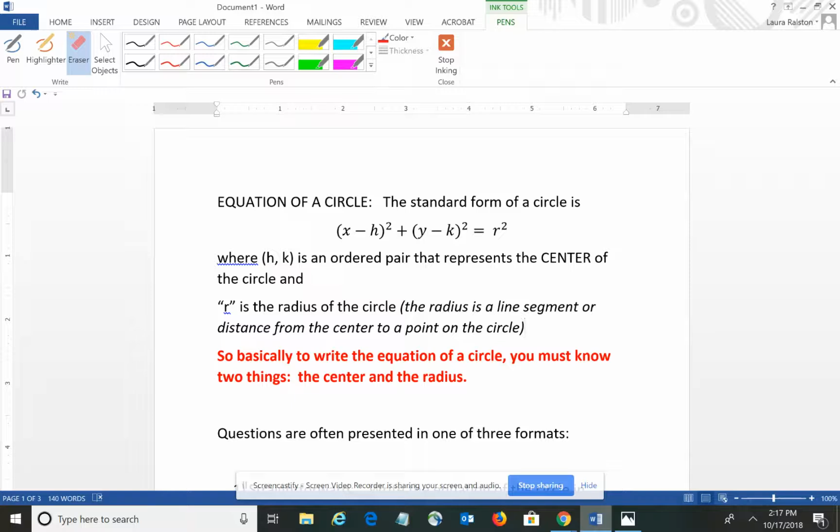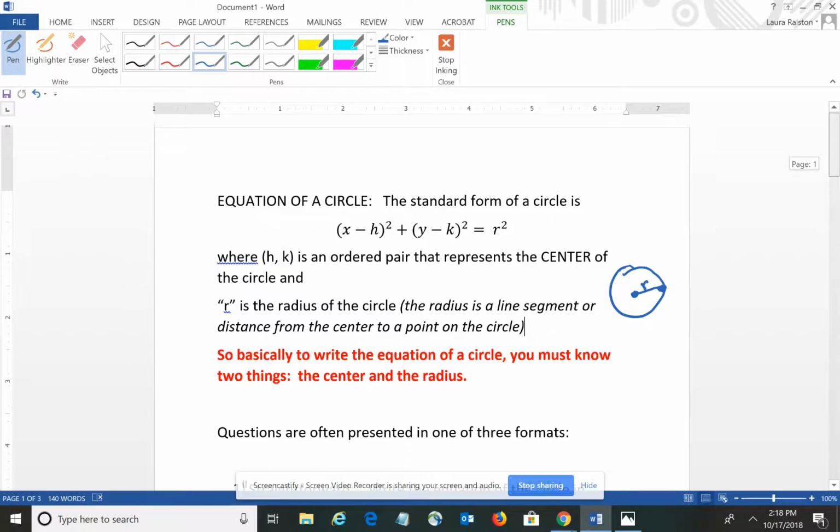And if you want to see a picture, the radius of the circle runs from the center of the circle to a point on the circle, basically halfway across. This would be your radius. So basically, if you're trying to write the equation of a circle, you have to know two things: the center and the radius.